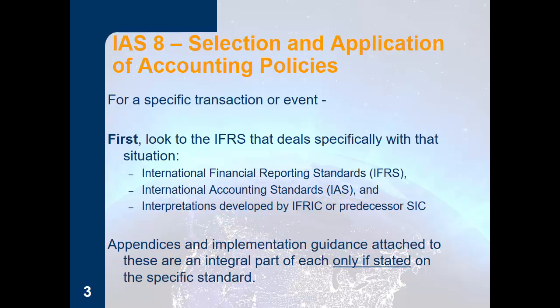When we have a specific transaction or event, the first thing we need to do is to look to the IFRS, the standard that specifically deals with that situation. And it could be an IFRS, which are the newer standards, an IAS, which is an older standard, or interpretations that are developed by the organization. There may be appendices and implementation guidance that are included with these standards, but they're an integral part of the standards only if it specifically says that they are. So they don't necessarily have the same weight as if they are specifically mentioned as part of the standard.